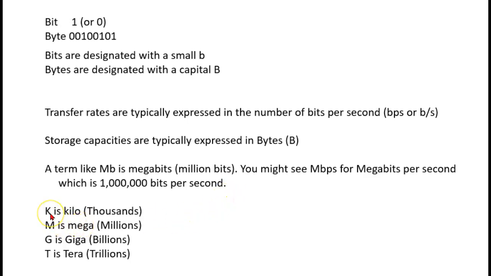But here are some of the common prefixes. Capital K is for kilo, which means thousands. M for mega, which means millions. G for giga, which means billions. And T for tera, which means trillions.